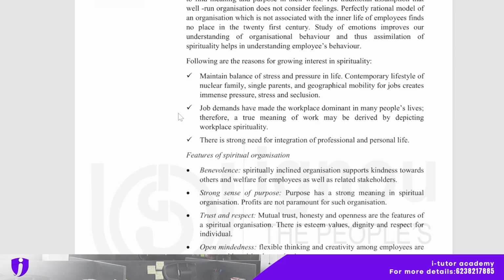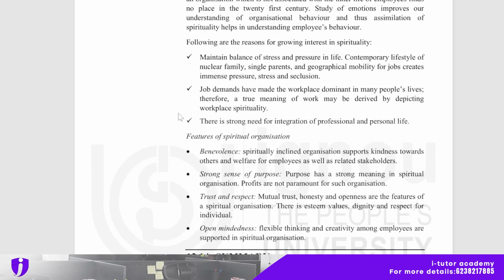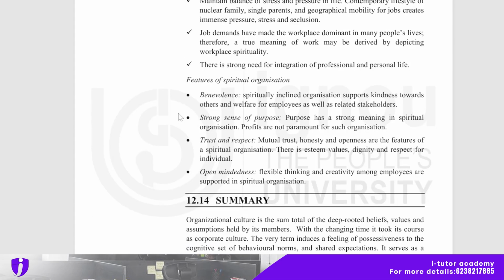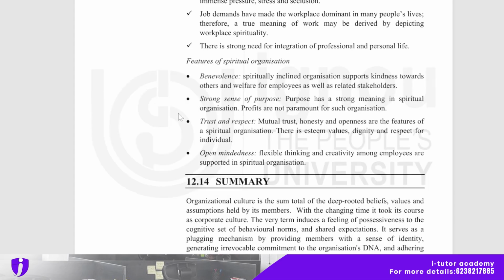Features of a spiritual organization: first, benevolence. A spirituality-inclined organization supports kindness towards others and welfare for employees as well as related stakeholders. Strong sense of purpose: purpose has a strong meaning in a spiritual organization. Profit is not paramount for such an organization. Next is trust and respect. Mutual trust, honesty, and openness are features of a spiritual organization. There is esteem, values, dignity, and respect for the individual. And next is open-mindedness. Flexible thinking and creativity among employees are supported in a spiritual organization.